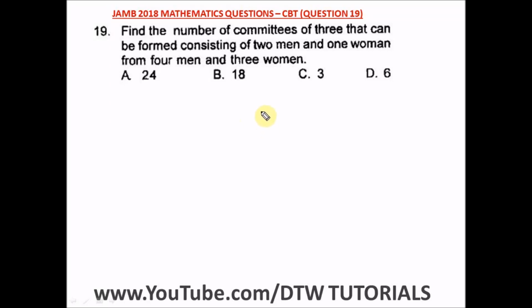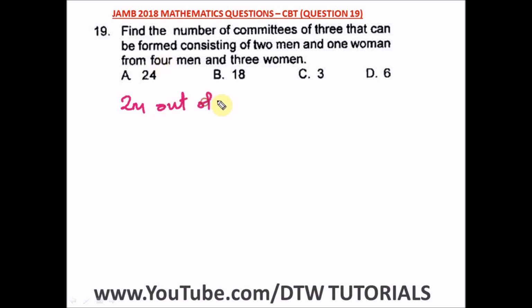Question 19 of the JAMB 2018 Mathematics past question, that's your UTME CBT exam. It says, find the number of committees of 3 that can be formed using 2 men and 1 woman from 4 men and 3 women. When you say forming a committee, this is combination. That's selection. So we're trying to select 2 men from out of what?